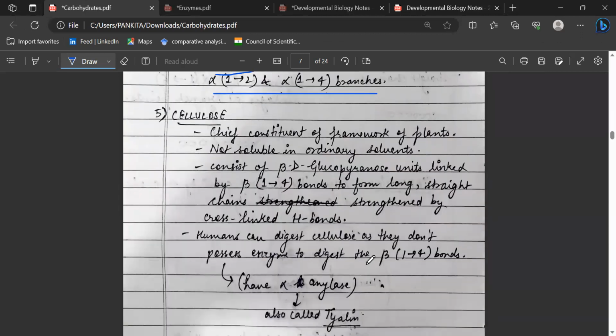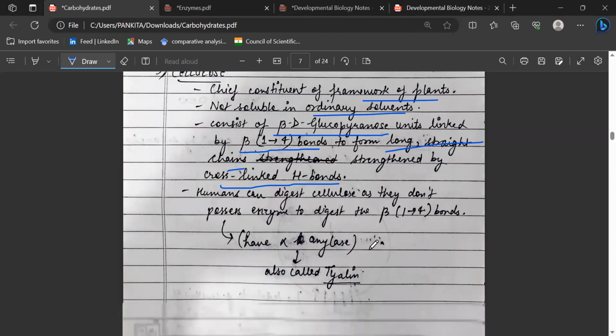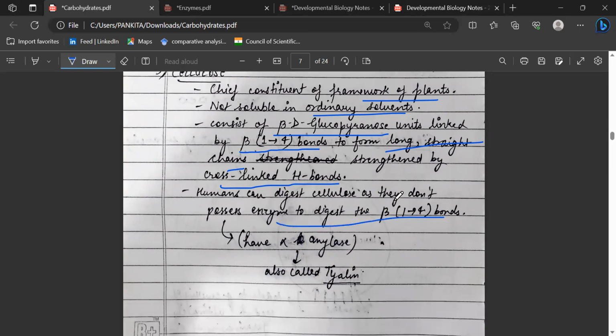Cellulose is the chief constituent of the framework of plants. It's not soluble in any ordinary solvent, so special solvents are required to solubilize cellulose. It consists of beta D glucopyranose units, which are linked by beta 1,4 bonds, and they form long straight chains. Cross-linked hydrogen bonding is present in cellulose. Humans cannot digest cellulose because they don't possess the enzyme which digests beta 1,4 bonds.